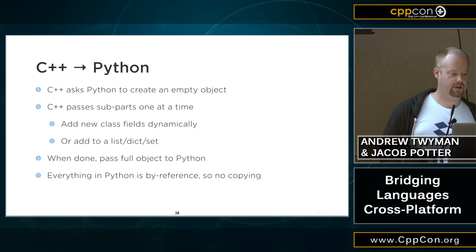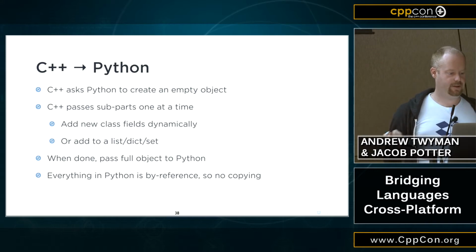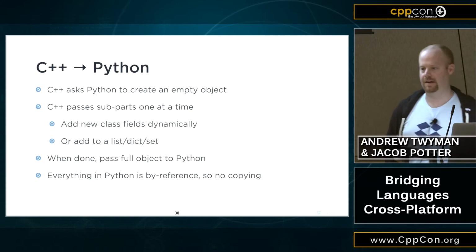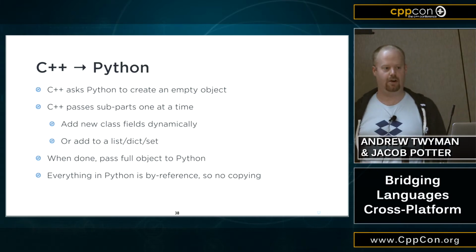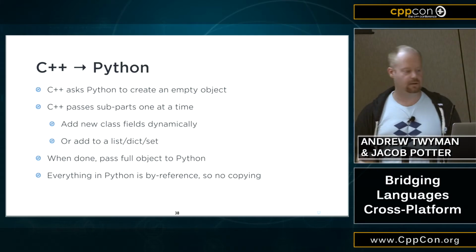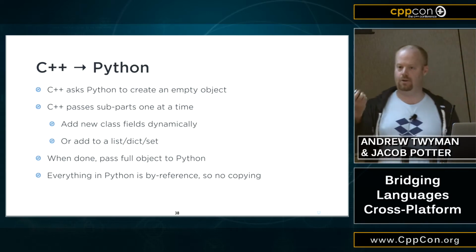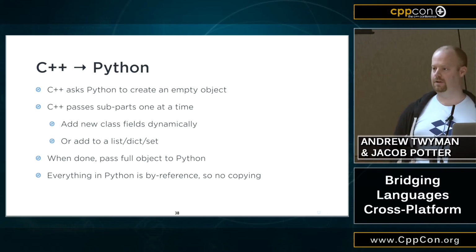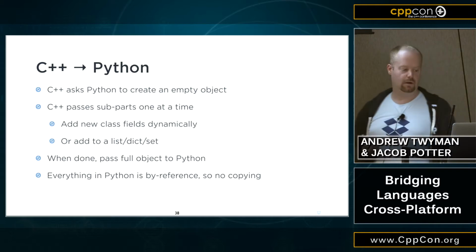So in the other direction, we're going to take advantage of the other property of Python that I mentioned. C++, when it wants to marshal an object, will ask Python to first create an empty object of the correct type. And then it'll pass in the subparts one at a time. Now, if this is a list or a dictionary, that's pretty straightforward. You're just calling add or append. If this is a record, then what we're doing is adding new fields to the class one at a time. But that's perfectly legal in Python as long as they're all there before a user ever sees it. They don't care that they were added one at a time. And everything's by reference, so there's no extra copying implied here.